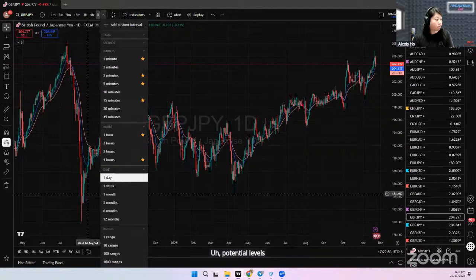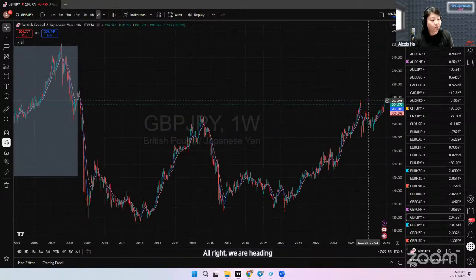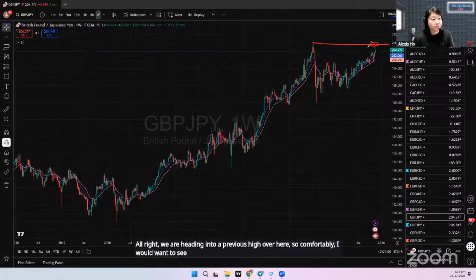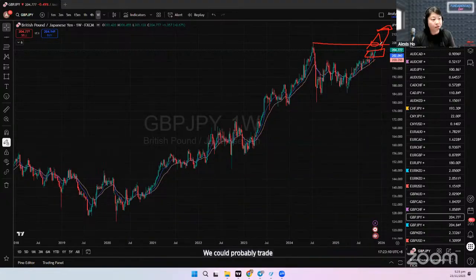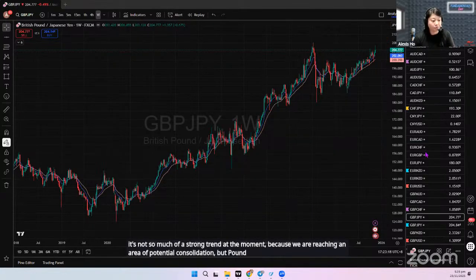If we look at the pound yen on the weekly time frame, we are heading into a previous high over here. So comfortably, I will want to see pound yen break the previous high and then retest to the top. But of course, as Lloyd has mentioned in his video as well, we could probably trade shorter time frame breakouts towards the upside. But it's not so much of a strong trend at the moment because we are reaching an area of potential consolidation. But pound yen is definitely something I'm looking at.